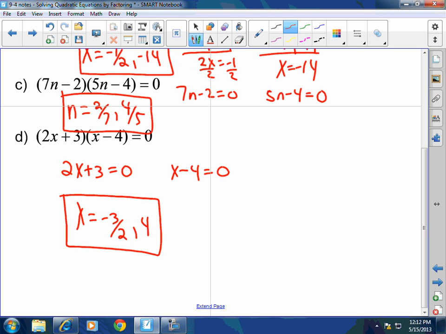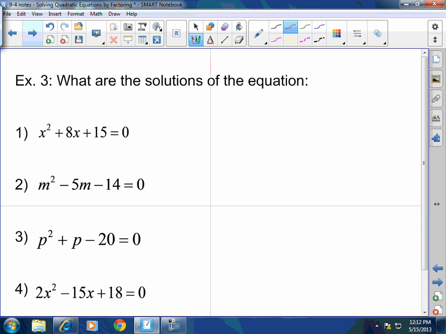Does that make sense, brothers? That's the zero product property. Okay? Now, let's put it all together. What are the solutions of each equation? Okay. Check it out, guys.